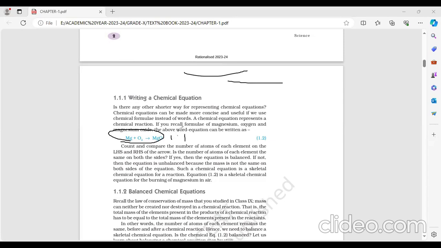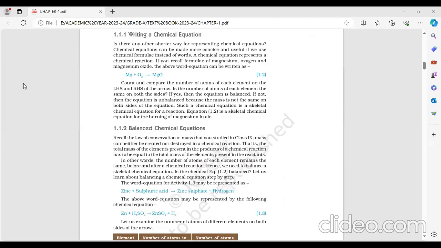This is activity 1.1. I have already explained it in the previous video. Now observe, he is again saying that we should count and compare the number of atoms of each element on the left hand side and right hand side. So now he is asking us to count.